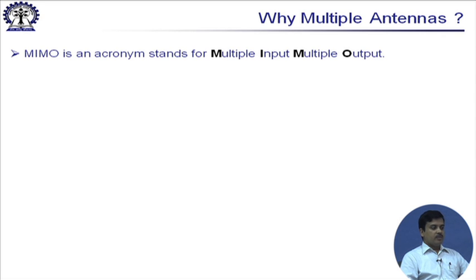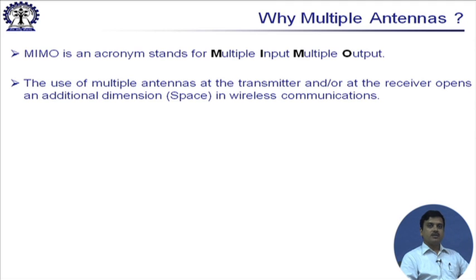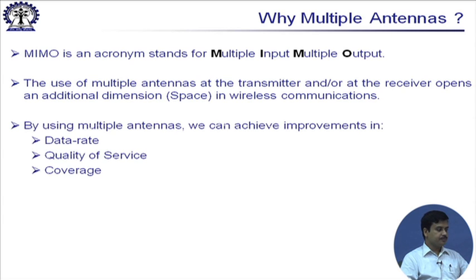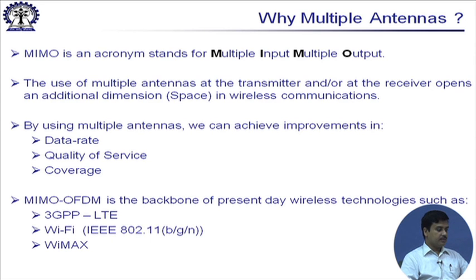MIMO is the acronym for multiple input, multiple output. The use of multiple antennas in wireless communication opens up a new dimension, that is the space dimension. MIMO communications is all about using this extra dimension beyond time and frequency, that is space, to help enhance the quality of service, data rate, coverage, outage and many other performance metrics of typical wireless communications. It is used to increase data rate by multiplexing. It is used to increase quality of service by providing diversity as well as coverage by providing array gain.